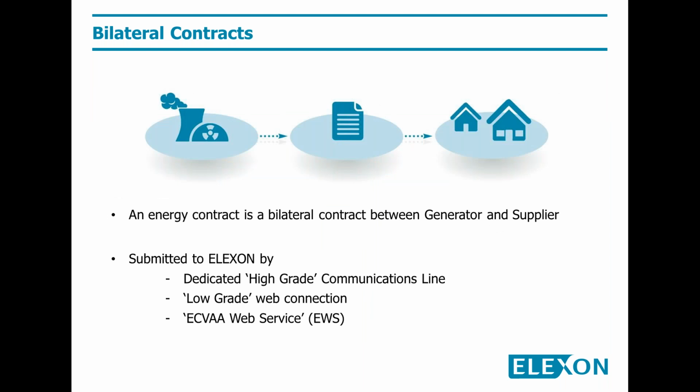So how do parties trade? Well, the majority of energy volume is traded through a bilateral contract. As the name suggests, that's a contract between two parties, a generator and a supplier. And once the contract's been agreed by both parties, it'll be submitted to ELEXON in a number of different ways: either through a dedicated high-grade communications line, a low-grade web connection, or through an ECVAA web service.